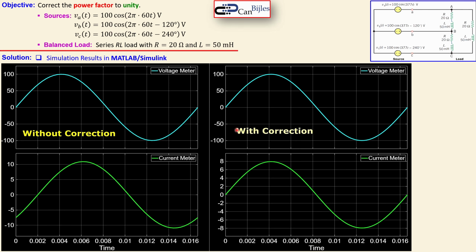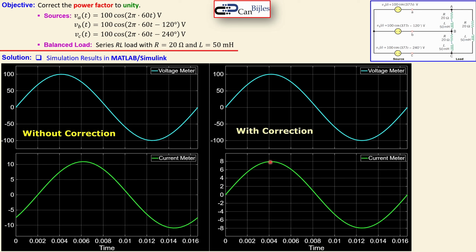Now for the situation with correction, where you add the capacitors, in both cases, for the star and the delta connected configuration, the phase voltage or the source voltage peak and the peak for the current are happening at the same moment. So you don't have any lagging here. So this is also the consequence of the power factor of 1.